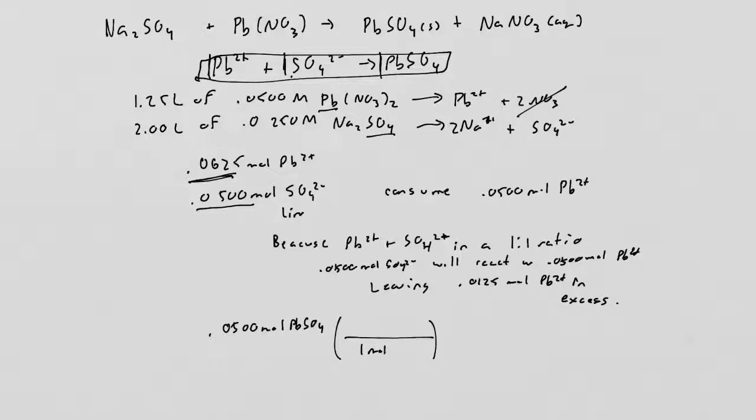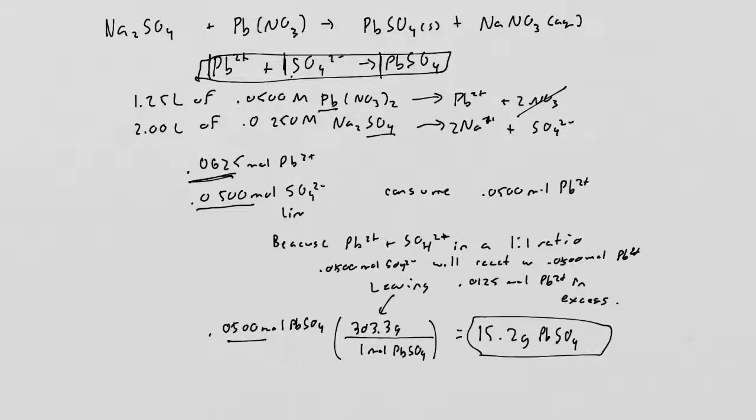For every 1 mole of PbSO4, that weighs 303.3 grams. This says 3 sig figs. This one has 4, so I'm going to round to 3 significant digits, and my answer is 15.2 grams of PbSO4 will be what precipitates out.